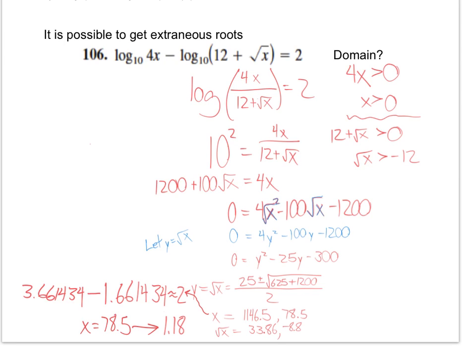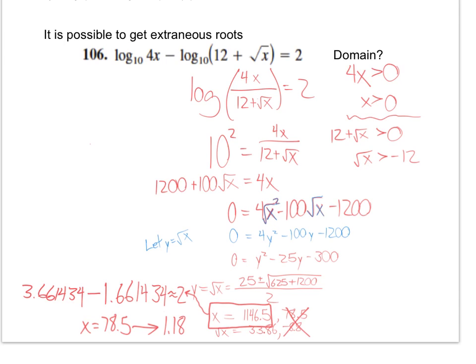Even though the domain worked, okay, it doesn't work in the original equation. It's an extraneous root. So therefore, we actually only have one solution to this equation, and that is 1146.5. So x equals 78.5 is the extraneous root? Yes. Well, isn't it x equals negative 8.8? No, square root of x was negative 8.8. X was the 78.5. Okay? So there's only one answer for this equation. Okay?